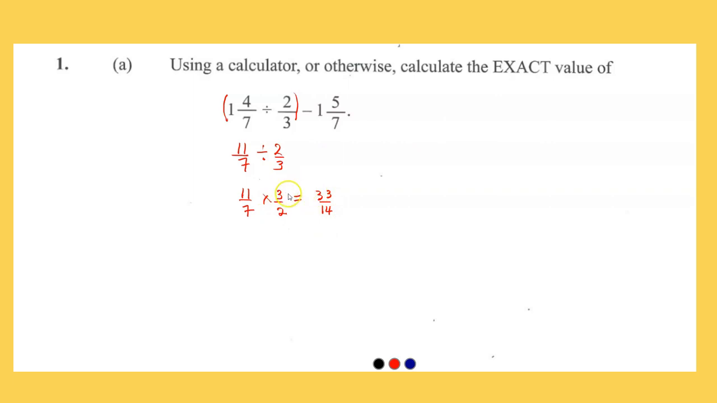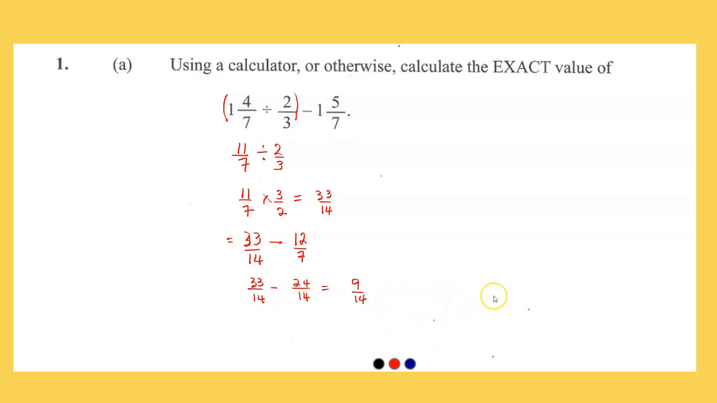Okay, so we've worked out the bracket. So what we have is 33/14 minus 1 5/7, that's 12/7. We want the denominators to be the same, so we can make this become 14 by multiplying it by 2 and multiplying the numerator by 2. So what we have is 33/14 minus 24/14. Now we can subtract the numerators, and what we get is 9/14 as the answer.